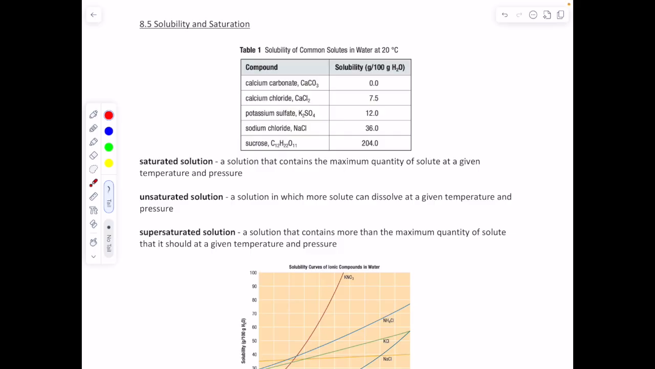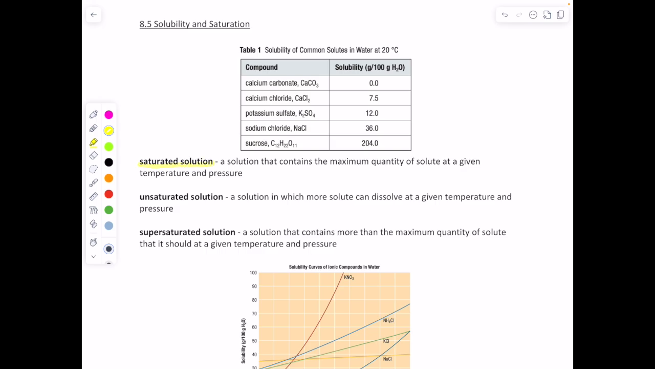8.5, Solubility and saturation. Table 1 shows the solubility of common solutes in water at 20 degrees Celsius. And you'll notice that the various compounds have various solubility: the amount of a substance that can completely dissolve in 100 grams of water at 20 degrees Celsius. Let's define some important terms.